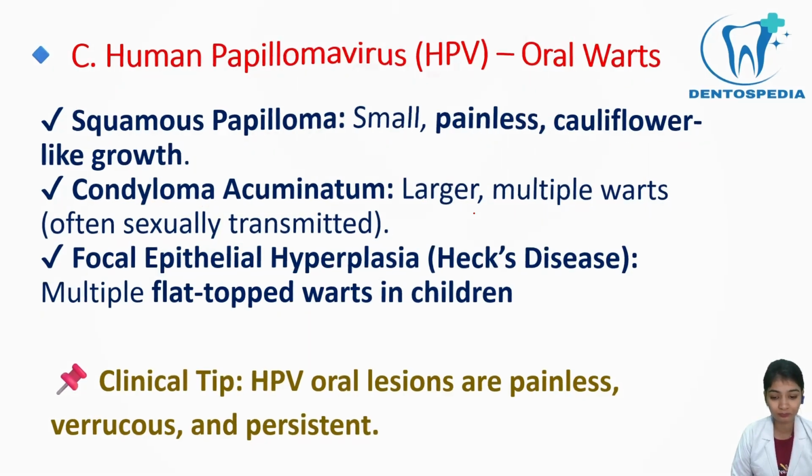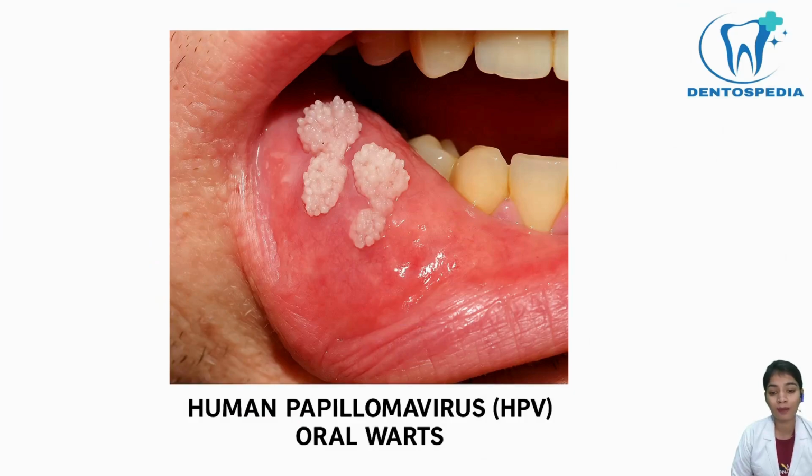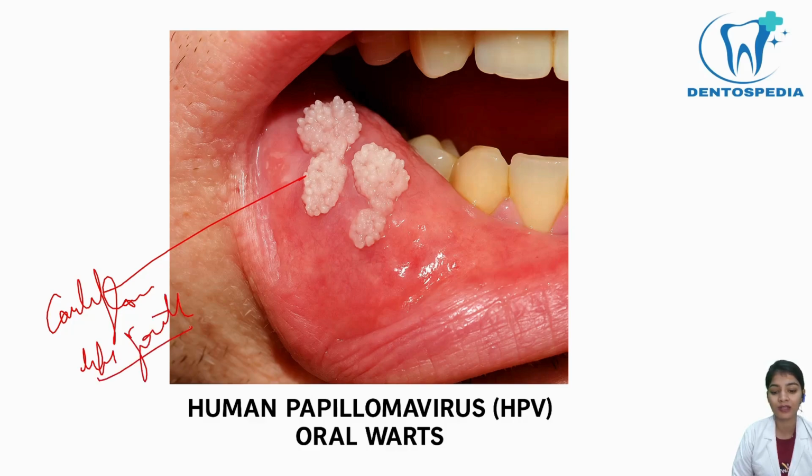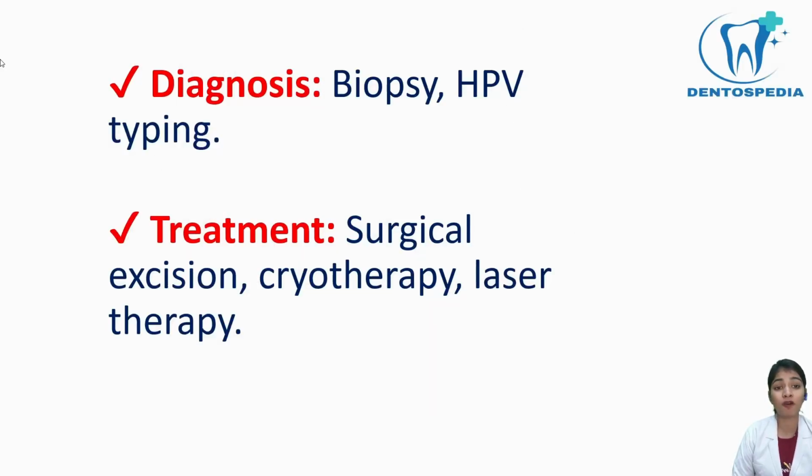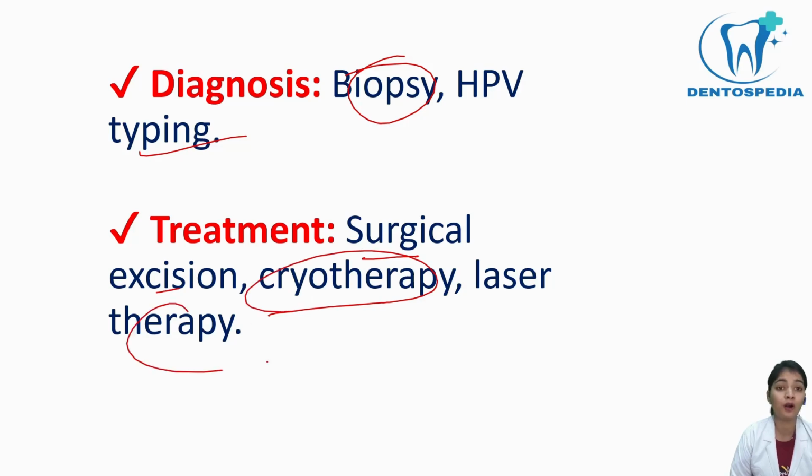Now you can see human papilloma virus, you can see the cauliflower-like growth. Understood? These are the warts, oral warts. Now see, what will be the diagnosis? So diagnosis will be biopsy or human papilloma virus typing, if needed. Then treatment. So there will be surgical excision, cryotherapy or laser therapy. So these are the treatments.